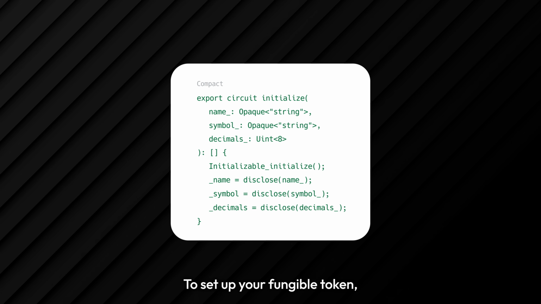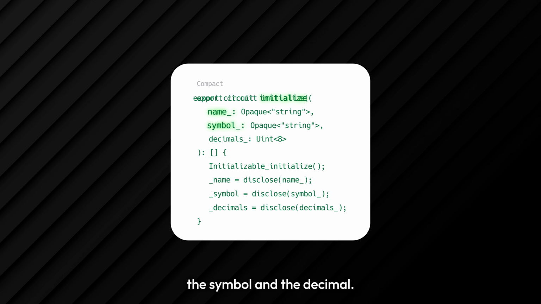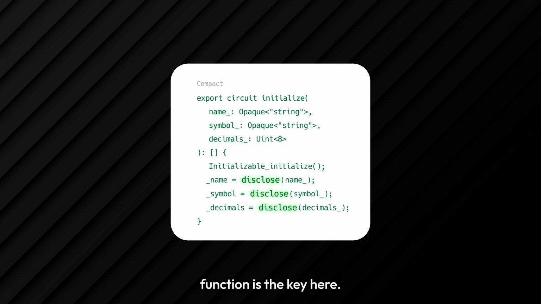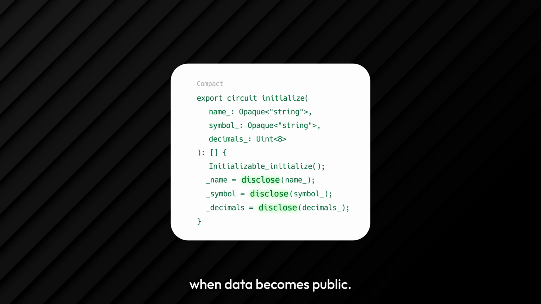To set up your fungible token, you would need the initialize method, which will take in the name, the symbol, and the decimal. The important thing to note is that the disclose function is the key here. It explicitly reveals values that will be stored on-chain. In compact, you must acknowledge when data becomes public.